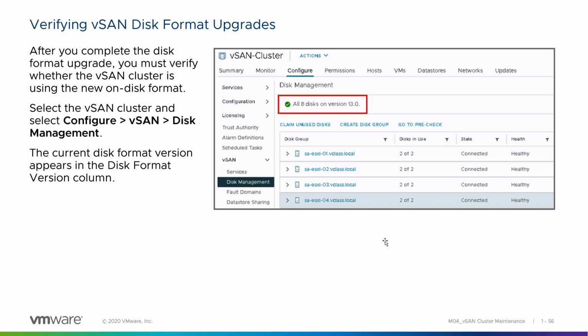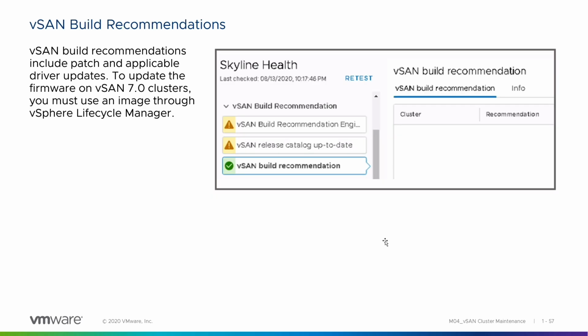Now, when you take a look at this page, you can see that it's very easy with the vSphere client to realize what version your disks currently have. And remember, you have different version numbers for different versions of vSphere in most cases. Using the vSphere client, you can use Skyline Health, and Skyline Health also has the ability to make recommendations.